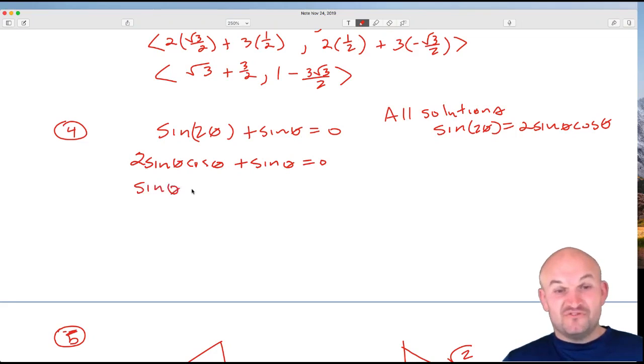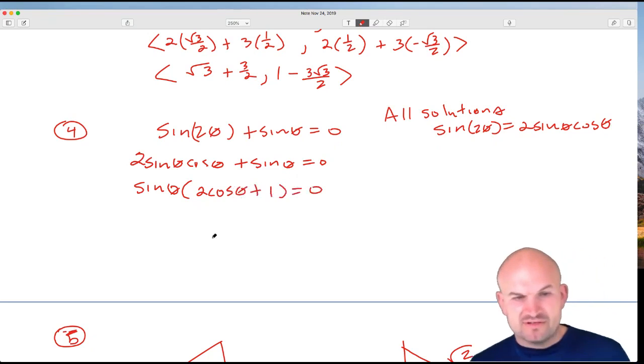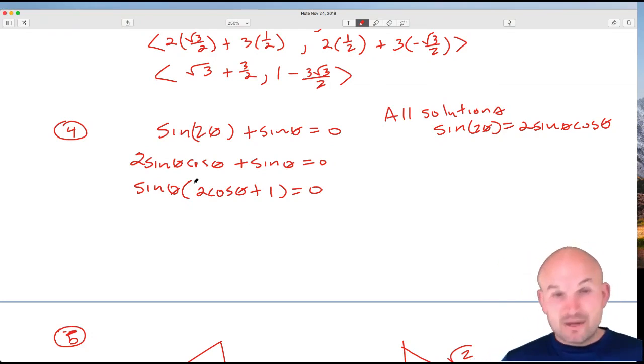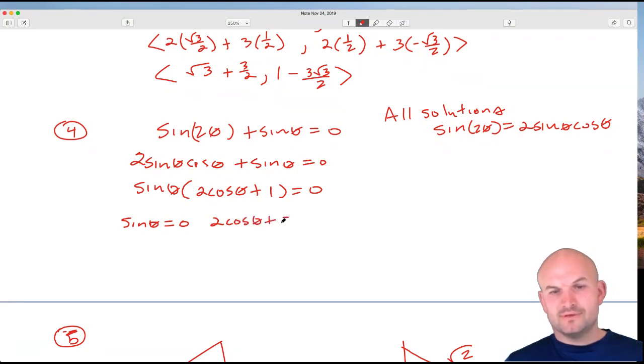So here, again, you can factor out the sine of theta. That's going to leave you with 2 cosine of theta plus 1 equals 0. Yeah, this one works. All right, perfect. So now we can use the zero product property just like we did before. So sine of theta equals 0, and then 2 cosine of theta plus 1 equals 0. So therefore, cosine of theta, subtract the 1, divide by 2, equals negative 1/2.